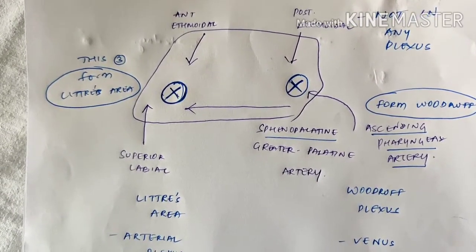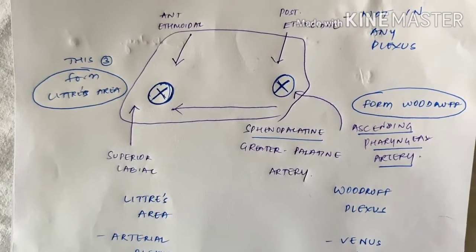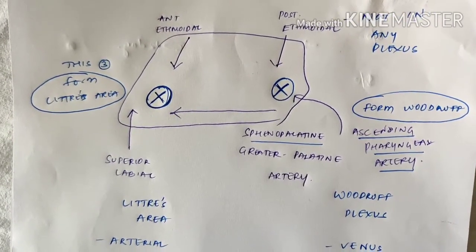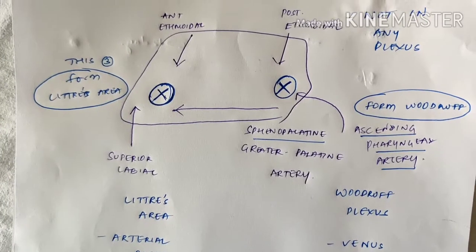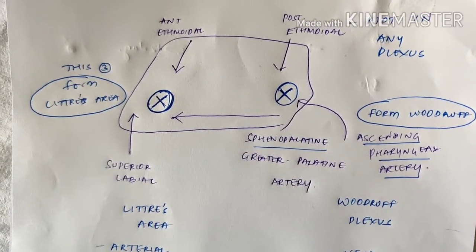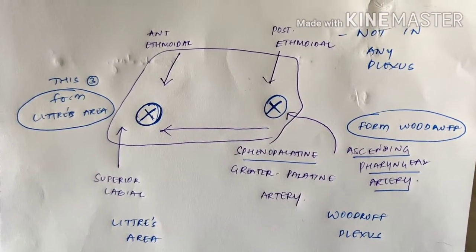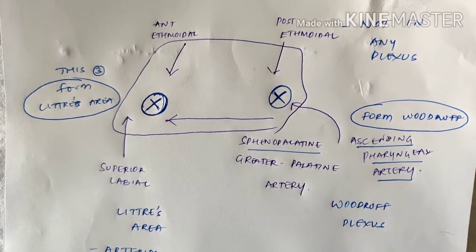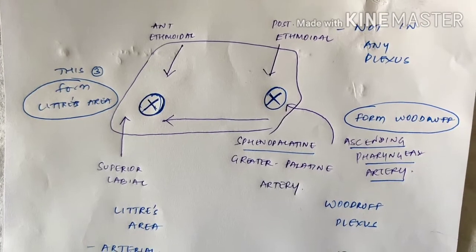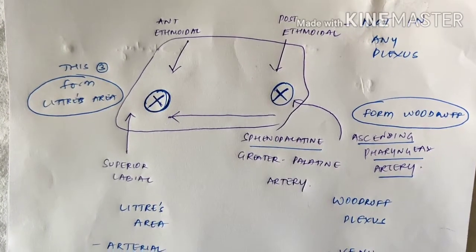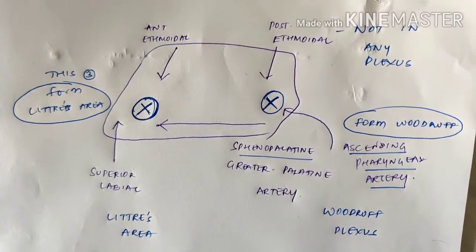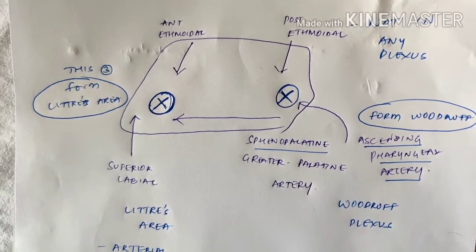Next, come to the posterior surface. Posterior to the inferior turbinate, there is one more plexus, that is Woodruff's plexus. It is formed by sphenopalatine and ascending pharyngeal artery. Posterior ethmoidal does not form Woodruff's plexus either. Posterior ethmoidal is like a widow artery, it doesn't form any of the plexus. It is there supplying the nasal septum.